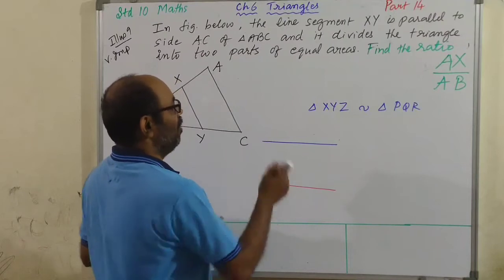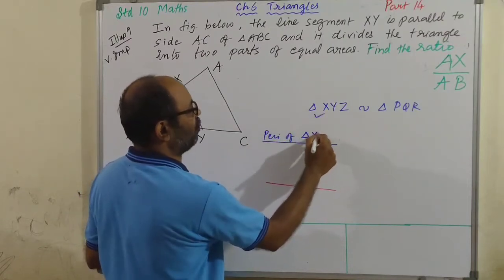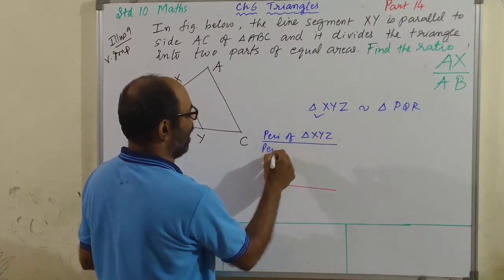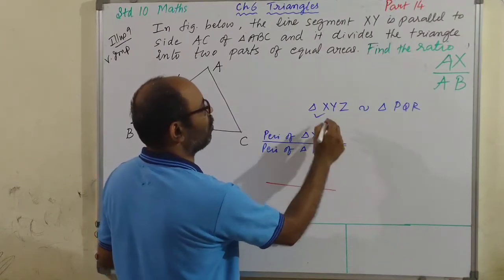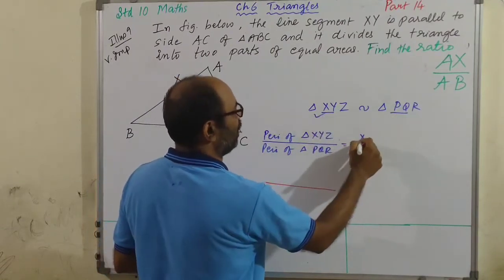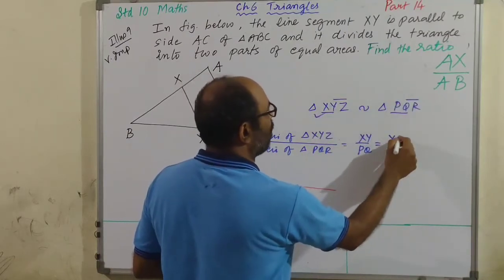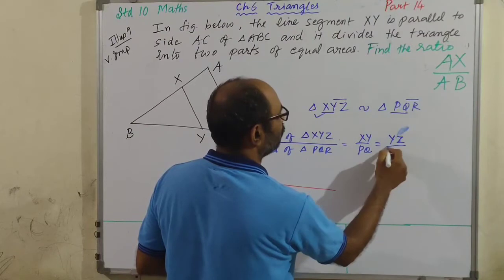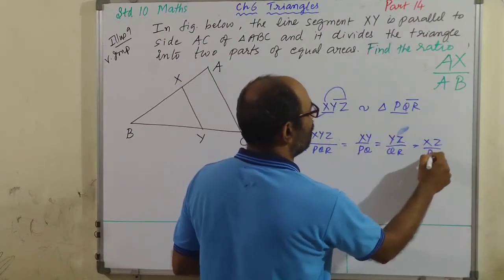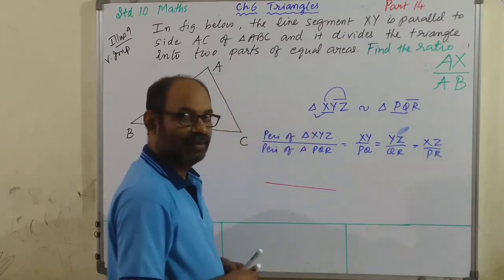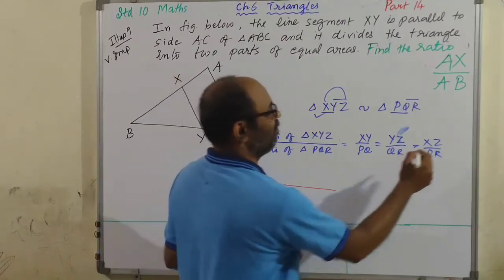Perimeter of triangle XYZ upon perimeter of triangle PQR is equal to XY upon PQ, YZ upon QR, and XZ upon PR. This result we have. And I have added one.